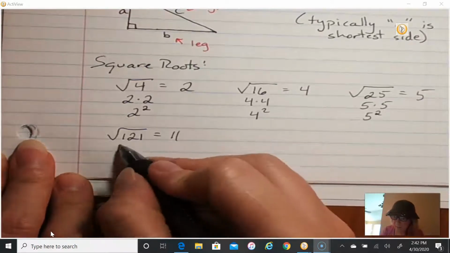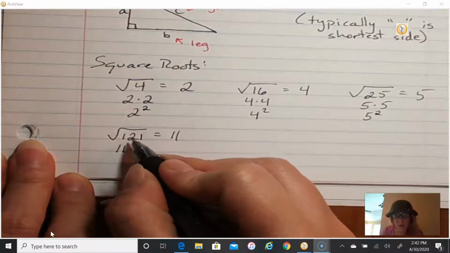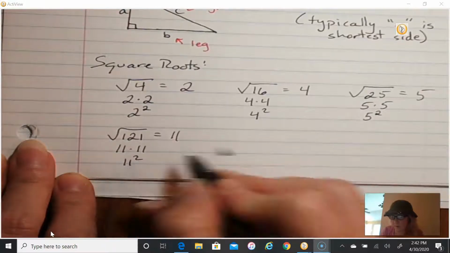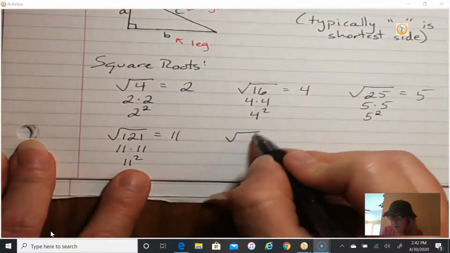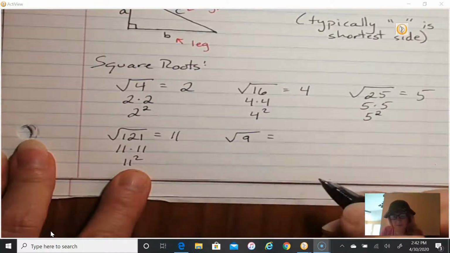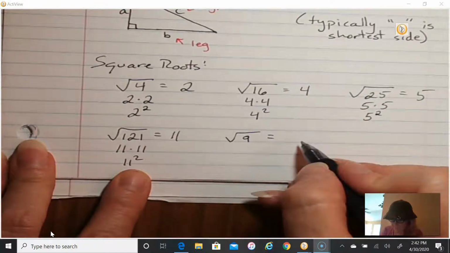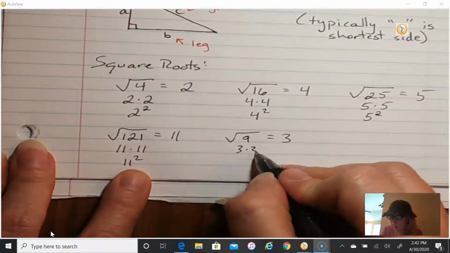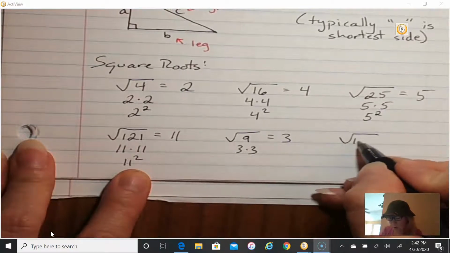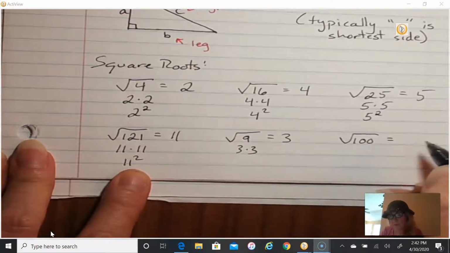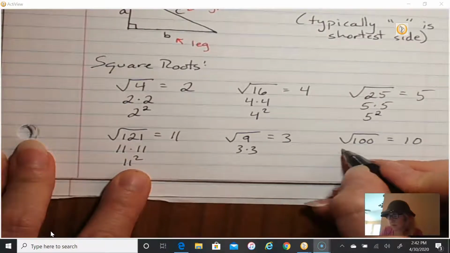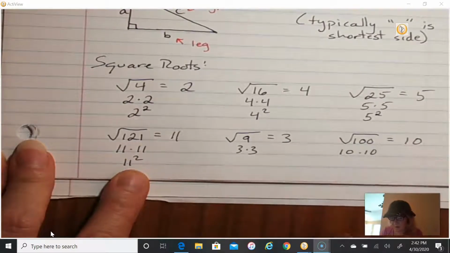That'd be 11. Because 11 times 11 is 121. You can also write it like that. What about the square root of 9? It's 3, because 3 times 3 is 9. What about 100? 10, because 10 times 10 is 100.